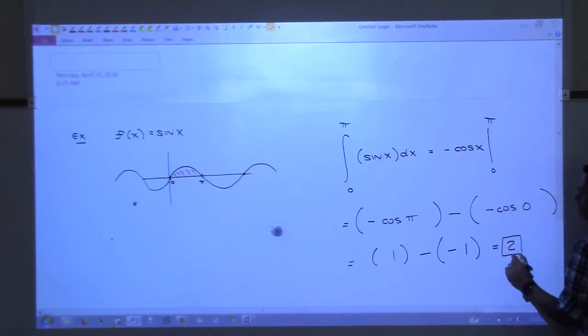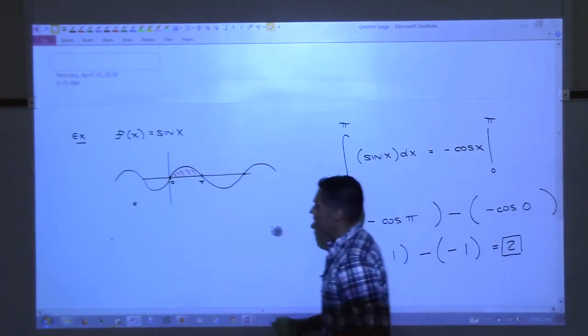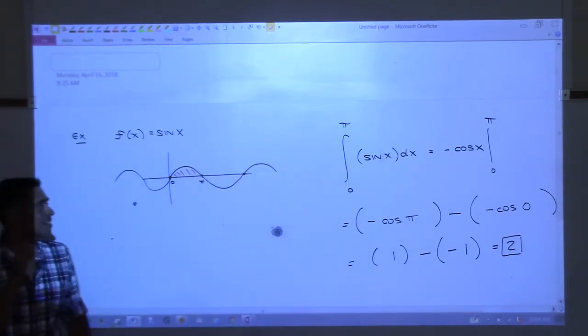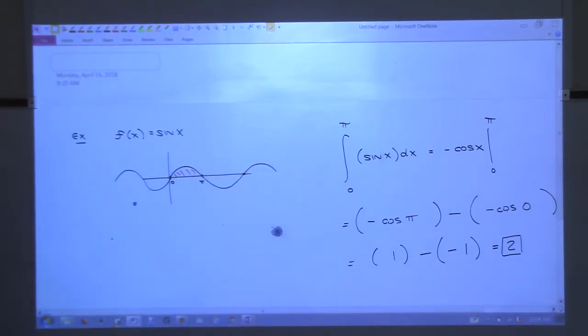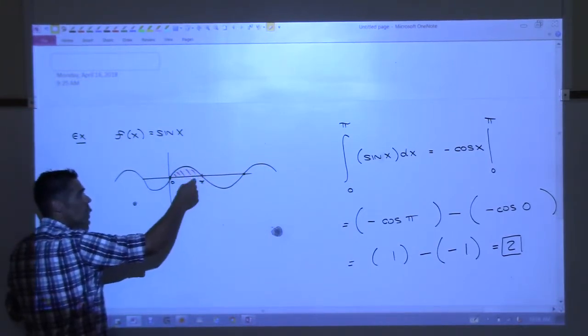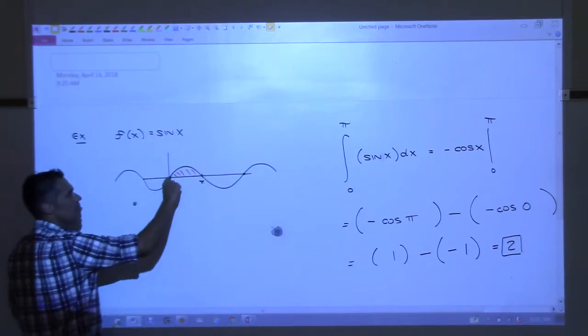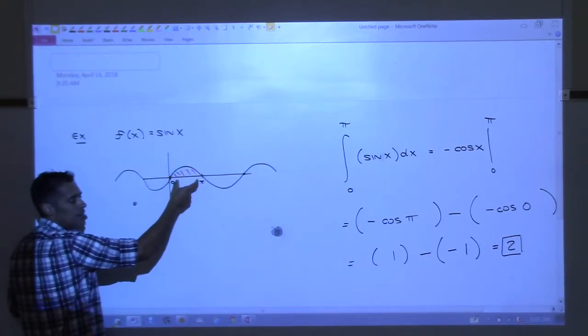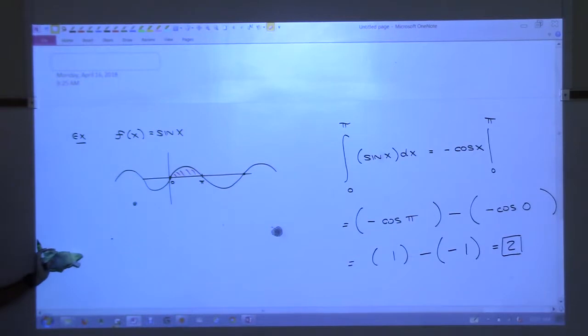Does that not seem weird that the area under that curve is a nice integer? It seems like you wouldn't think that the area of that would be 2, but it is. Questions? This right here is called one arc of sine, not arc sine, but one arc of the sine function. And the area of an arc of the sine function is 2. Okay?